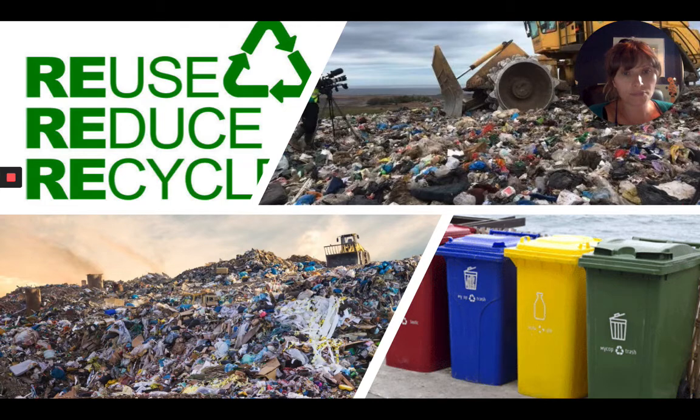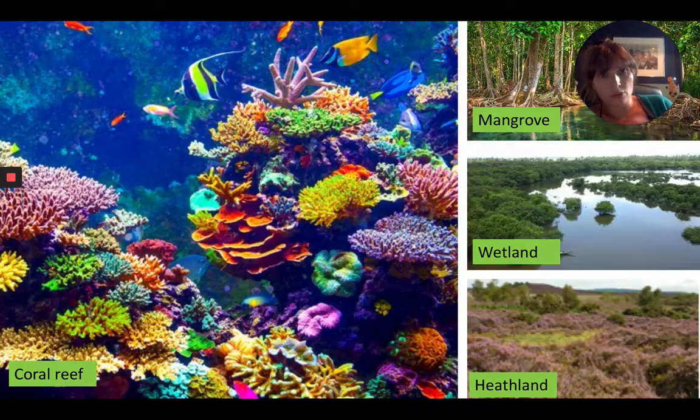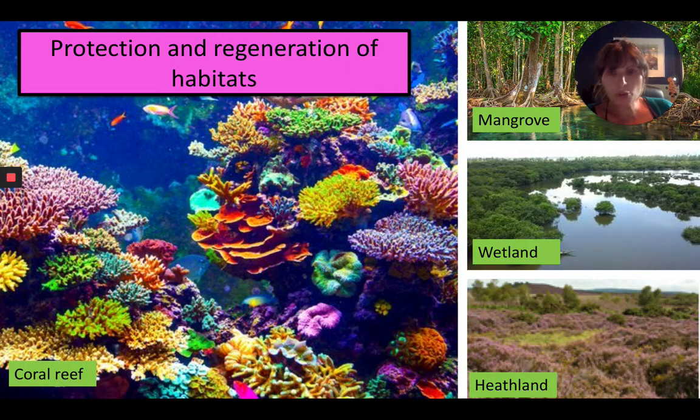So if we recycle, we are going to reduce how much space we need for the landfills, and that's essentially it. Okay, and the last way that we're going to look at, that was recycling programmes, is called protection and regeneration of habitats. Now there are 4 habitats here, and these are all quite rare habitats, okay? So it's really important to make sure that they are protected. Now, a rare habitat can be destroyed quite easily by us, usually, and it has a massive effect on the animals and plants that live there.